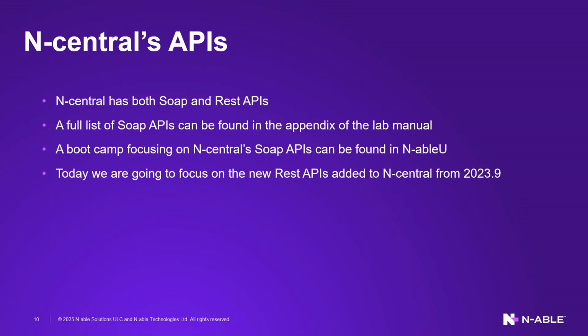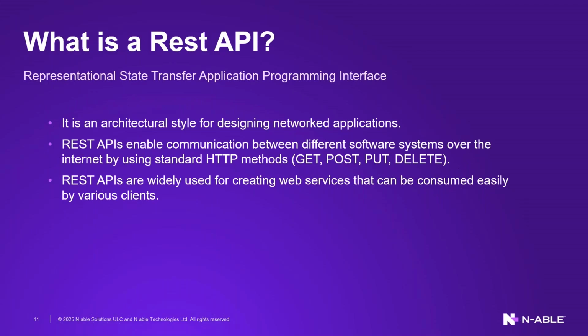But we're going to focus on using the new REST APIs in N-central, and these have been added since N-central 23.9. So what is a REST API? Well, REST API stands for Representational State Transfer Application Programming Interface. It's an architectural style for designing network applications. REST APIs enable communication between different software systems over the internet by using standard HTTP methods. So there's lots of gets, posts, puts, deletes, that sort of thing. REST APIs are widely used for creating web services and can be easily consumed by various clients. So it's a really great way of getting different software applications communicating with each other.